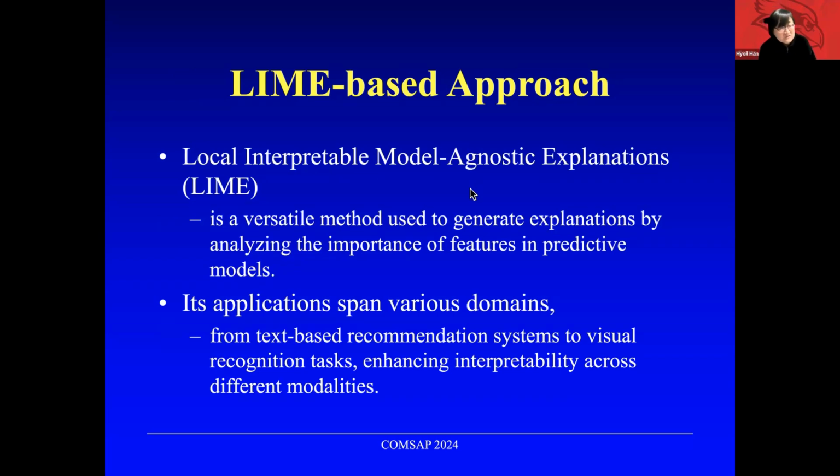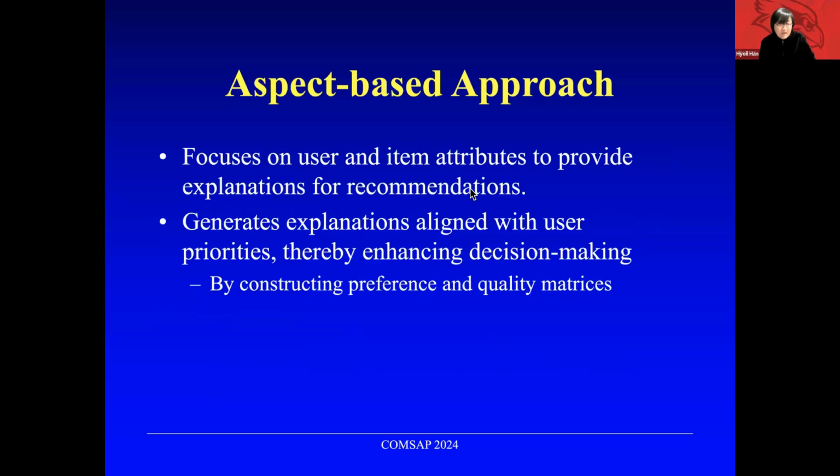Most recommender systems use the model agnostic method. This is used to generate explanations by analyzing the importance of features in predictive models. Its applications span many domains, from text-based recommendation systems to visual recognition tasks, so it can enhance interpretability across different modalities. The next approach is the aspect-based approach.